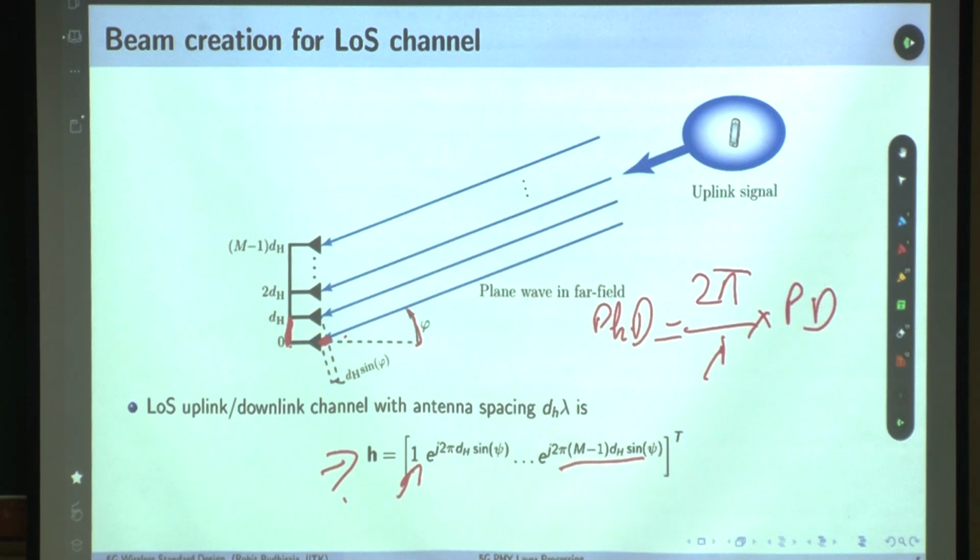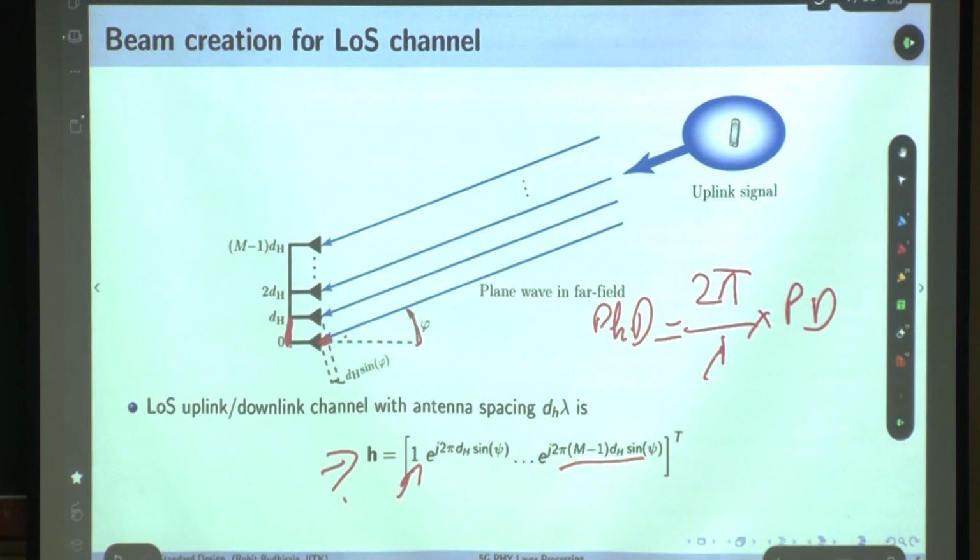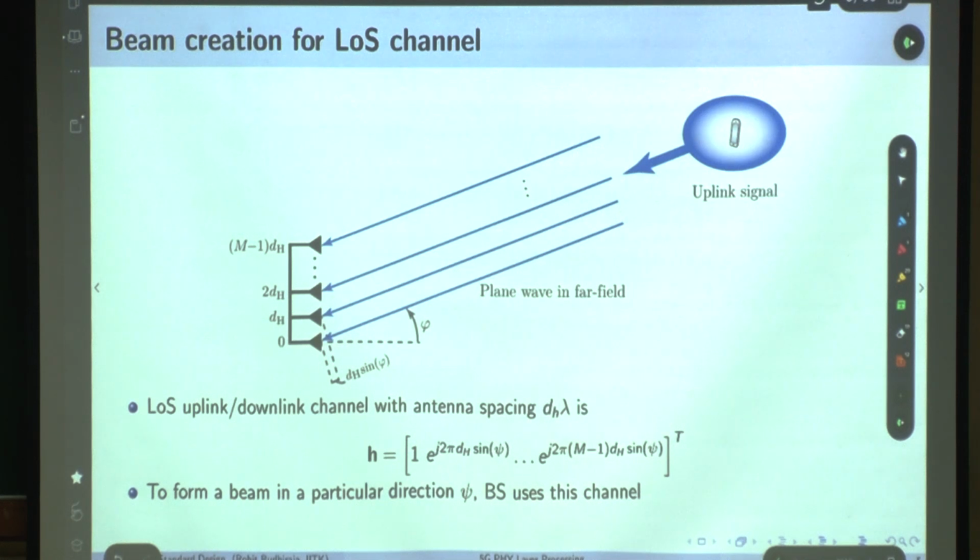Okay, what am I saying here? Let's go back. If you have to create a beam in this direction, how will you beamform? You will take the Hermitian of this channel, right? That's the precoder you will use. If you have to beamform in another direction phi 2, you will take this channel with phi 2. And if you have to create a beam in another direction, you will use those angles, phi 3.